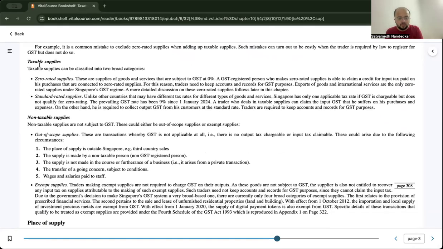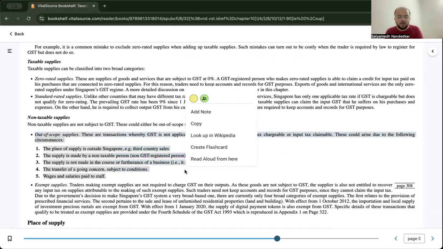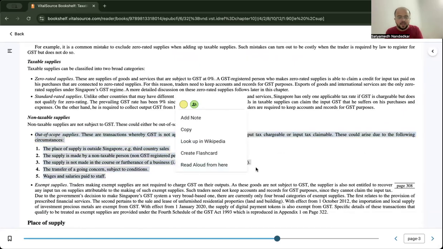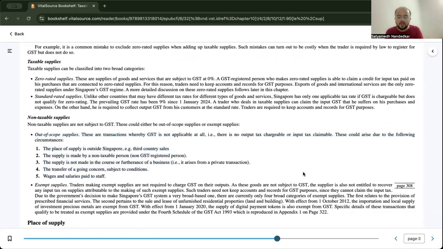Now, I want you to read this. While I have explained zero rated supplies and standard rated supplies, you should learn the list of activities that are covered under out of scope supplies. These are transactions whereby GST is not applicable at all. That is, there is no output tax chargeable or input tax claimable. There is a list of five items which are out of the scope of GST, and which are these.